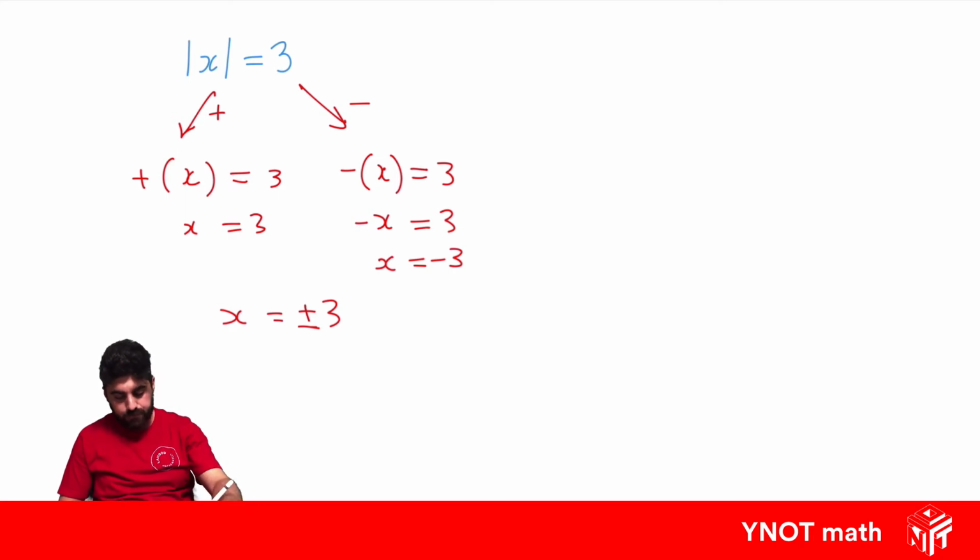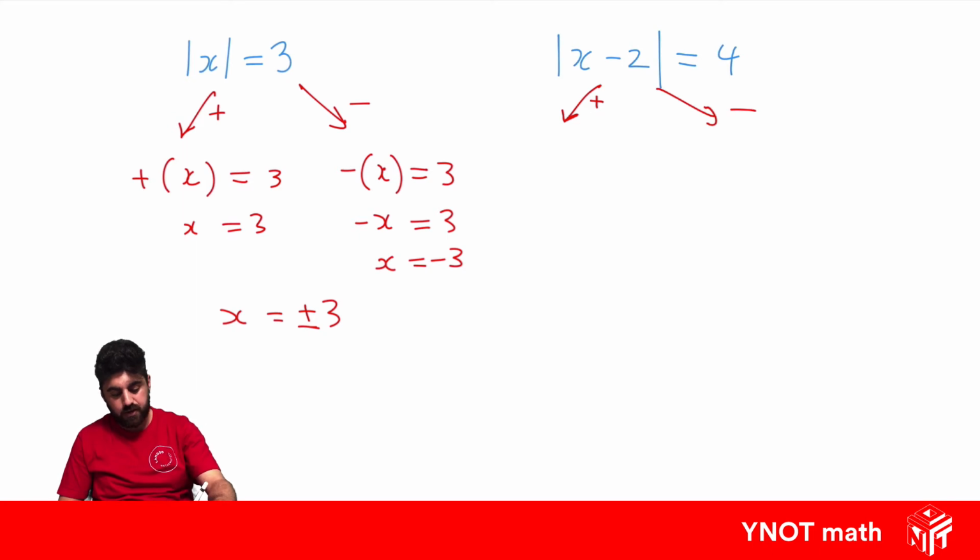Let's look at another one. The absolute value of x minus 2 equals 4. So again, we just take two cases, one where the absolute value is positive and one where the absolute value is negative. So if everything in the absolute value is positive, we'd get that equaling 4. And if everything inside the absolute value was negative, we'd get that also equaling 4.